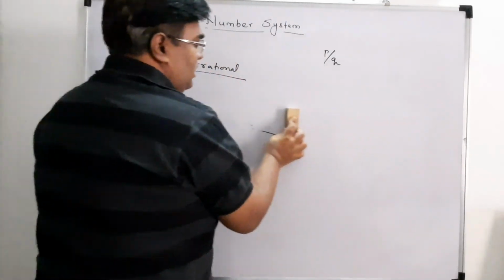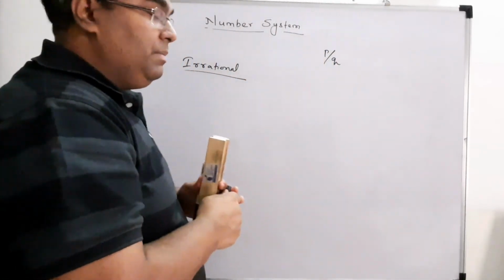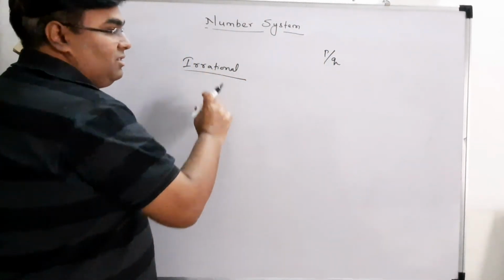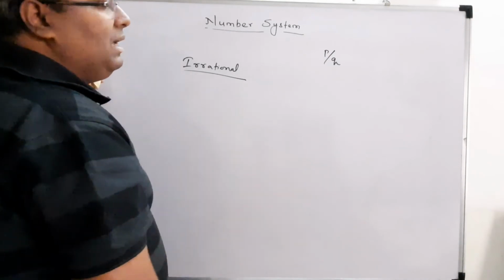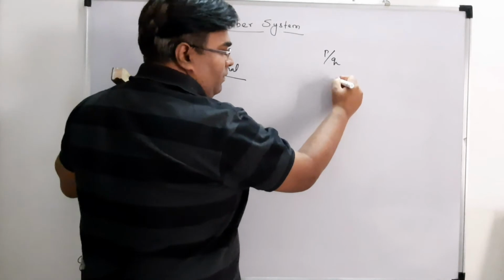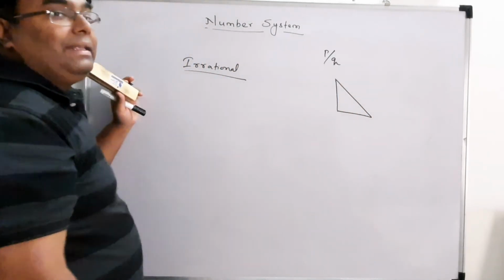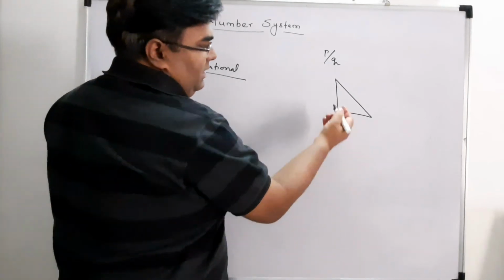but right now we are focused on how to represent these irrational numbers on a number line. For that, you need to understand one theorem which we have already learned, which is known as the Pythagoras Theorem.